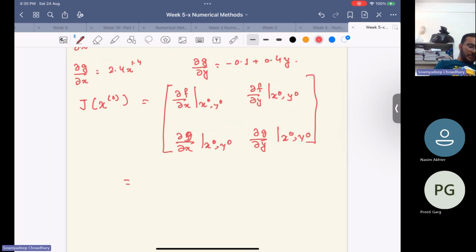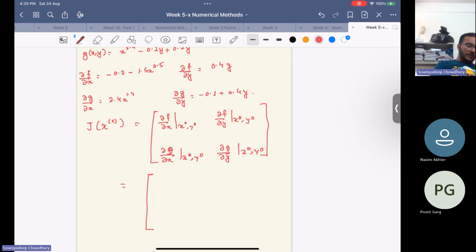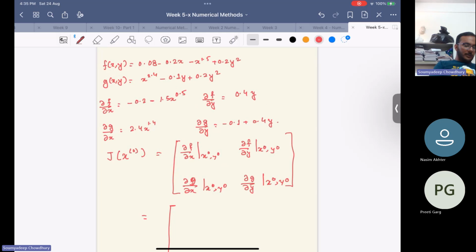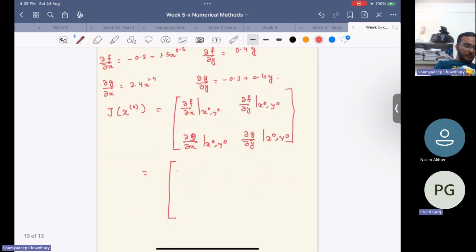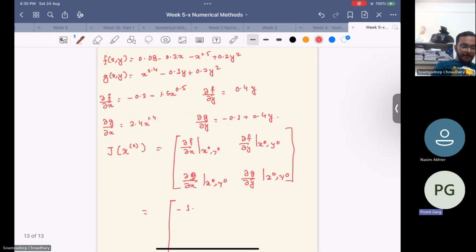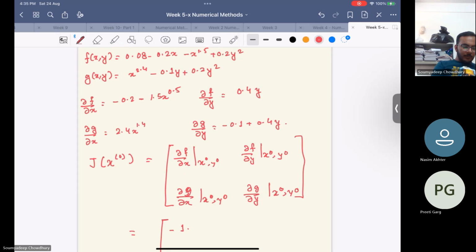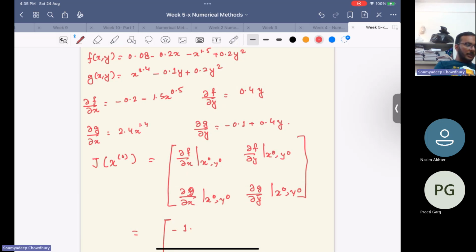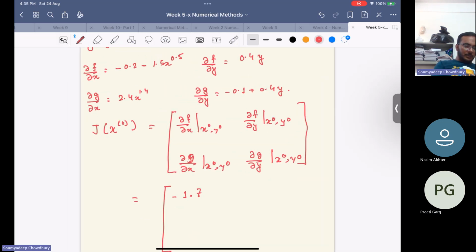Can you substitute and tell me what the values are here? x0, y0 are 1 and 1, right? Sorry, it will be minus 1.7, right? Here 1.5 x to the power 0.5 is also there, and x is 1. So it is minus 1.7. This is 0.4. This is 2.4. And this is 0.3.